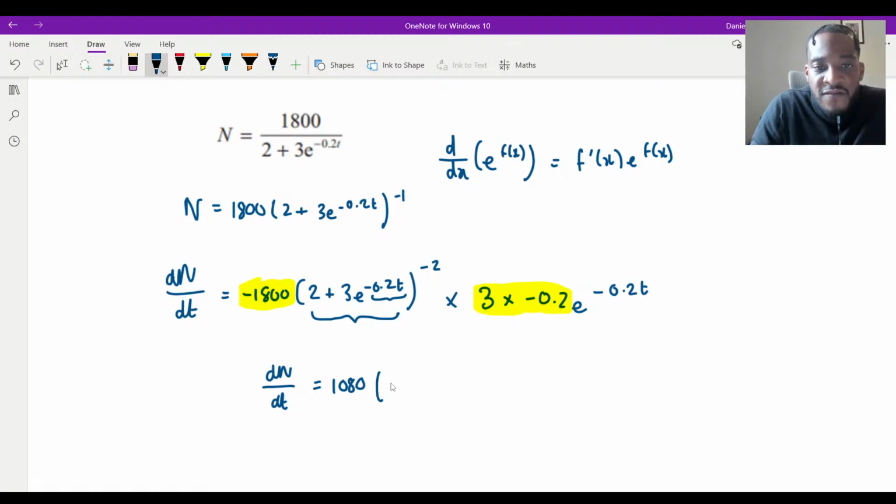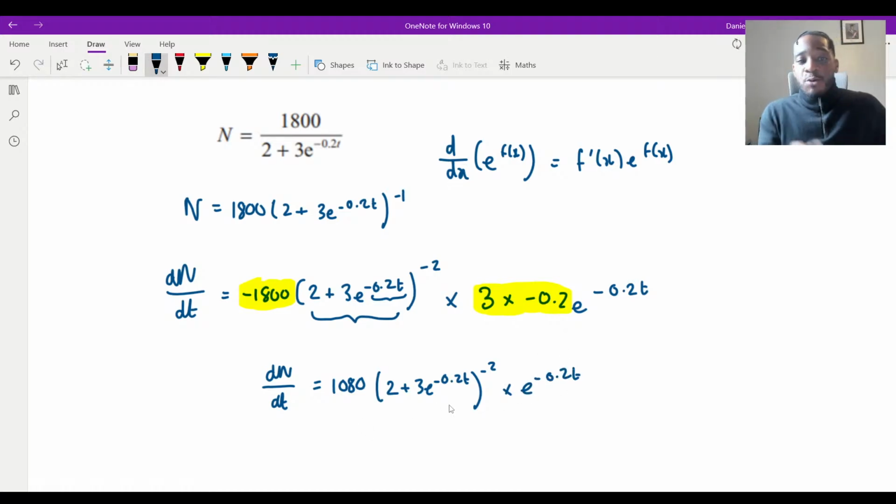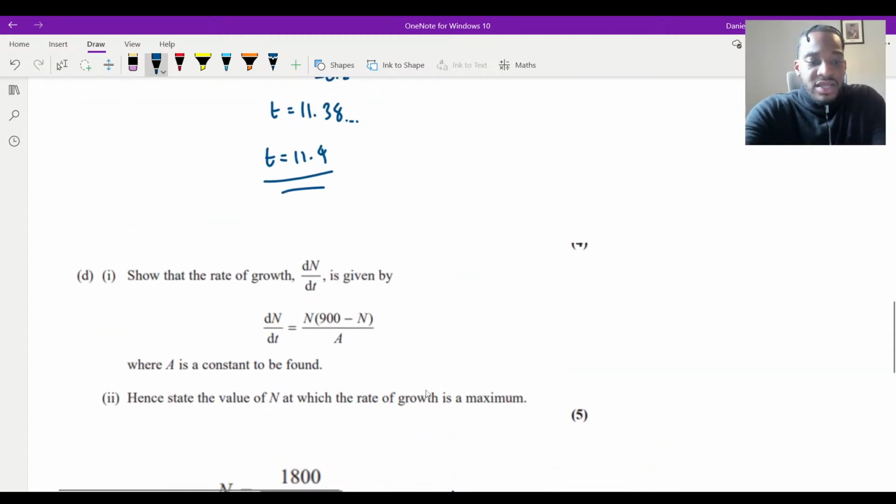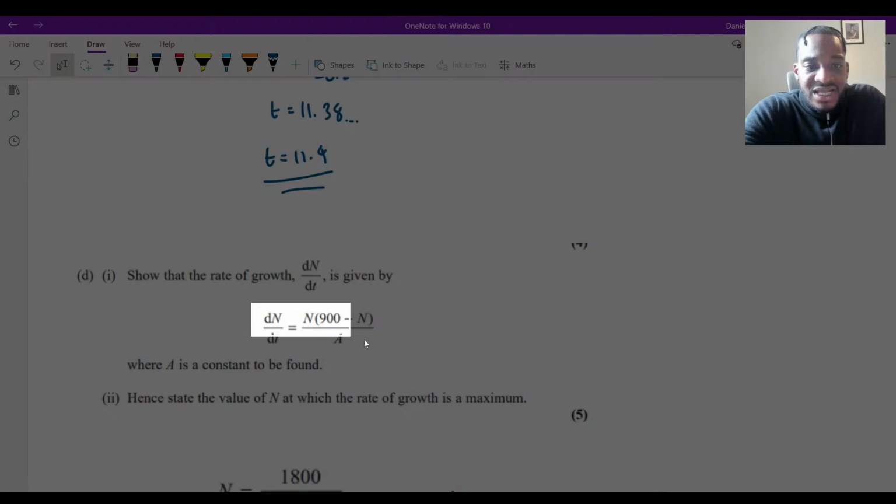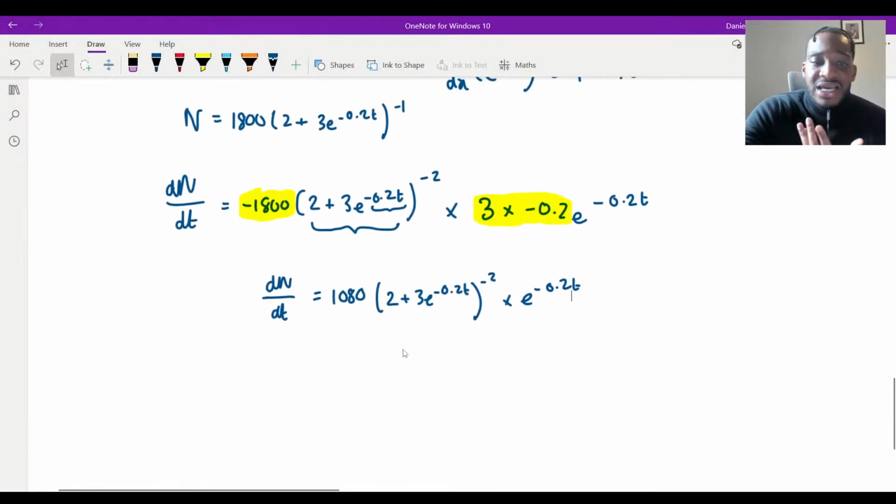And then what have I got? I've got that 2 plus 3e to the minus 0.2t, to the minus 2, and I'm going to multiply that by e to the minus 0.2t. Now remember, this is our answer, this is dm by dt. However, let's get the show that up. The show that is this right there. We can see that dm by dt is in terms of n, not t, right?